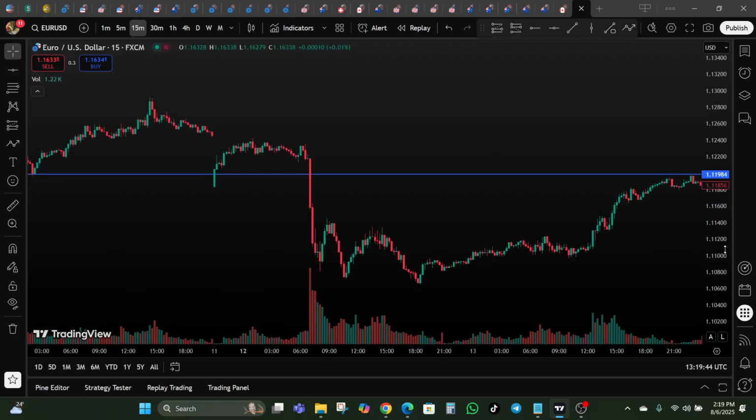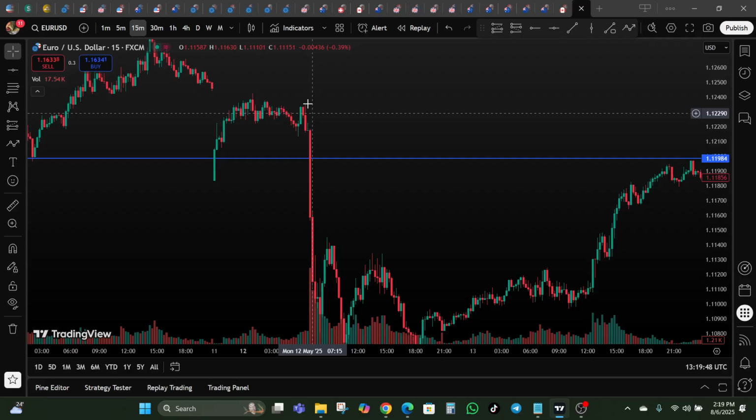Okay, so in this case you can see we had bearish candles here, and then we kind of concluded it with a gravestone doji. You can see a gravestone doji around here, right? A gravestone doji showing bearish momentum.